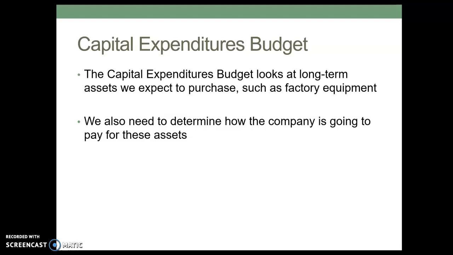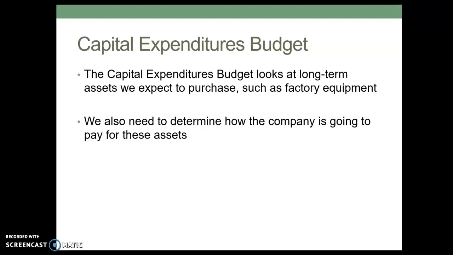And this budget looks at the long-term assets that we expect to purchase, such as factory equipment, or if we're going to expand to a different country or something, we're going to have to get buildings. Okay, so the big ticket items that we're going to have to invest in, we need to map those out well ahead of time and start figuring out what they're going to cost us and how we're going to finance it.